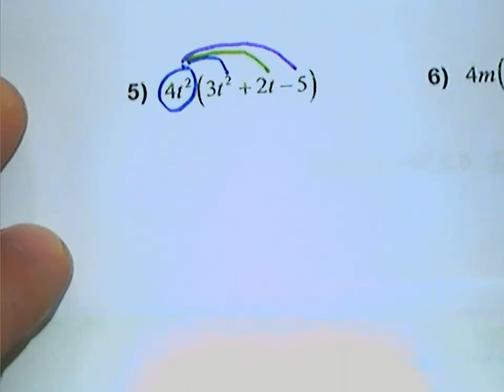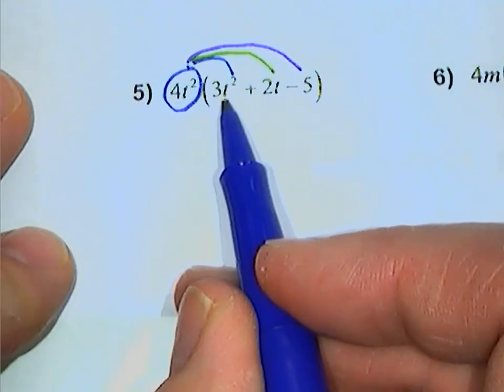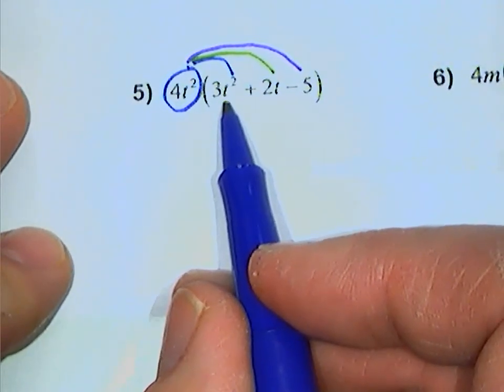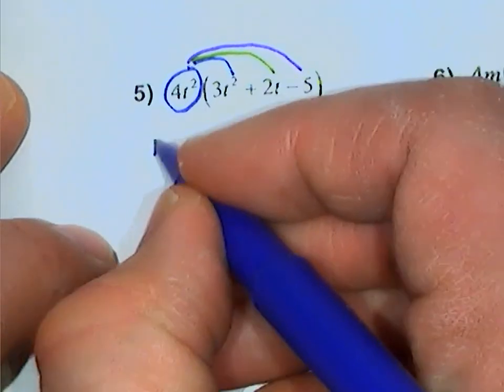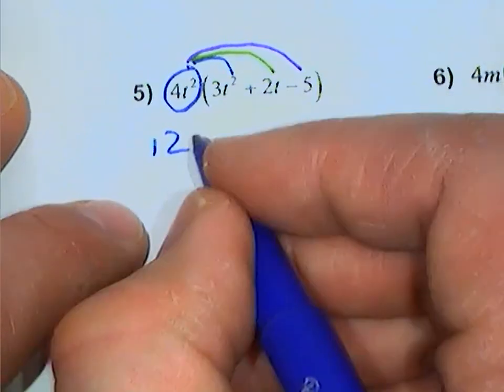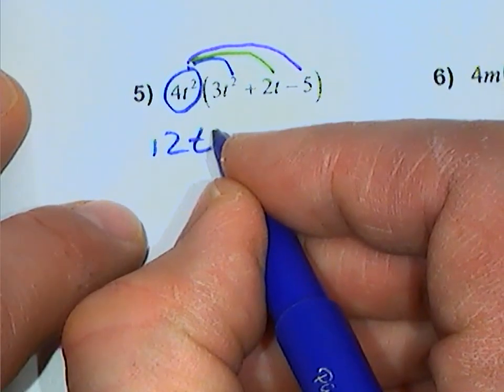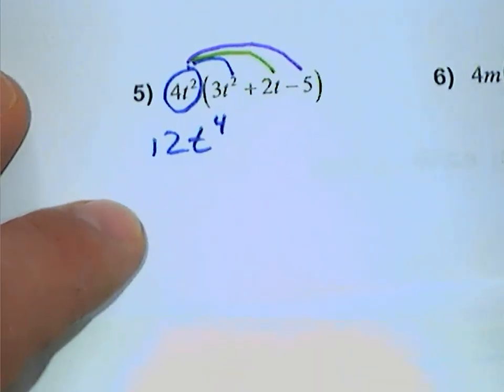All right. So as I take a look, I got 4t squared times 3t squared. I'm doing this one in blue. So 4 times 3 we know is 12. And now what's t squared times t squared? That's t to the 4th. We add those exponents.